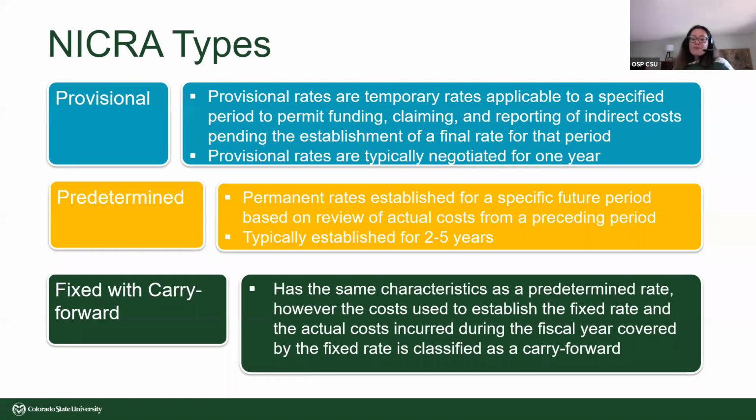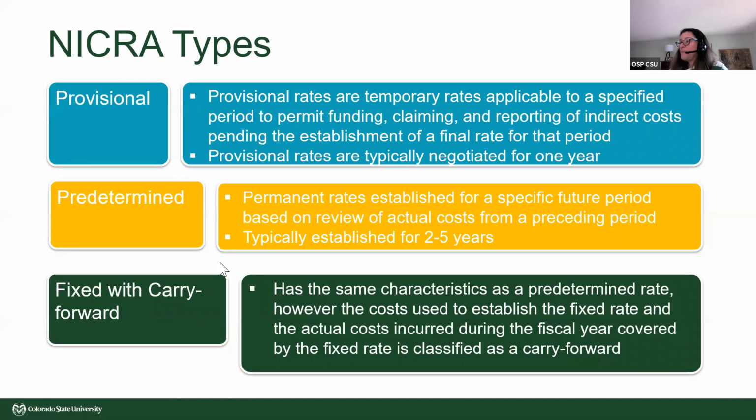Okay. Fixed with carry forward looks at if there's over or under recovery in a given year and makes adjustments in the next years. I've never been in an institution with fixed with carry forward. It sounds like a nightmare. Has anybody else here on the call been with an institution or worked with an institution that had fixed with carry forward? There's crickets chirping, so I'll say no. I don't think it's one that we see a lot. And I talked to some other folks who have been in research administration for like 30 some years, and they said they'd never seen them either.